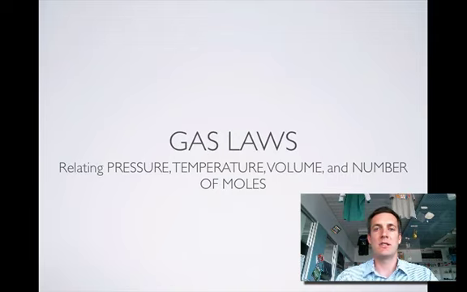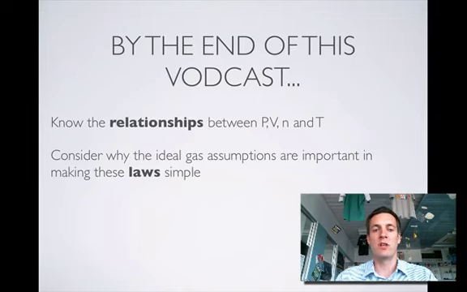This one deals with the relationships between certain not properties but conditions that gases might be under, namely pressure, temperature, volume, and the number of moles. And we give those things symbols: pressure, volume, number of moles, and temperature. And we're going to have a quick look at why those ideal gas assumptions that we made in the last film have got to do with these laws being simple laws that we can pretend are obeyed.